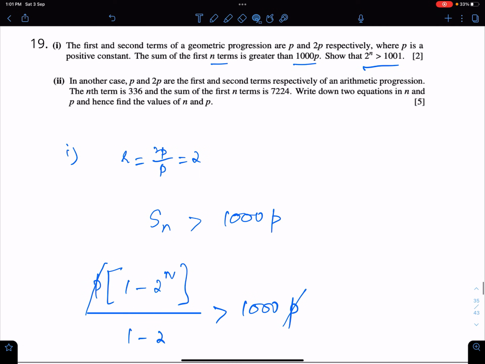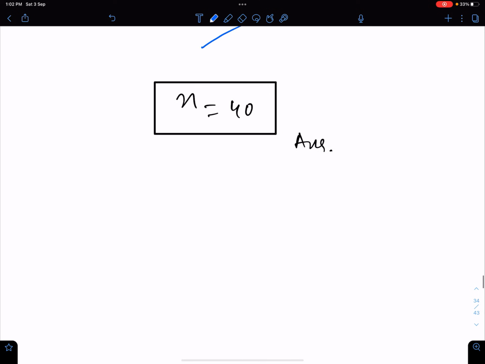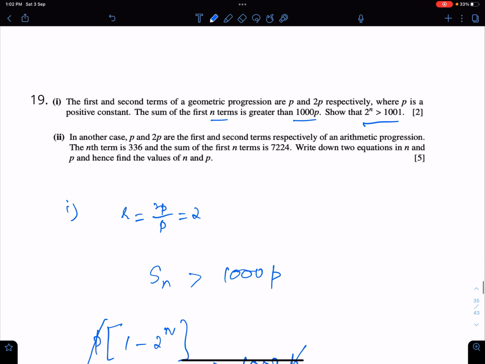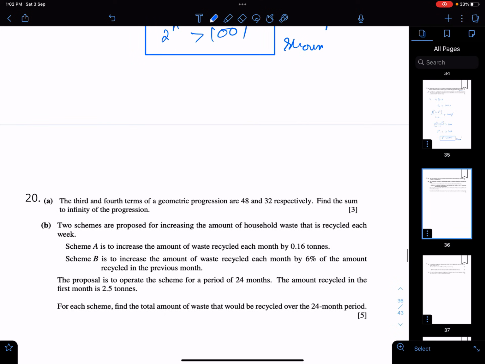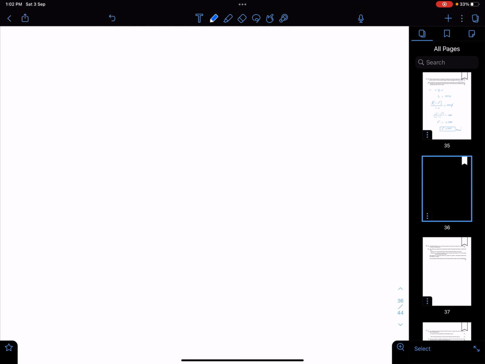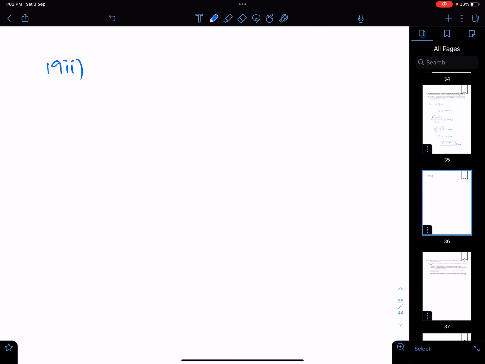Now the next part of this question. In another case, these are two terms of an AP, and the nth term is 336. Sum of this gives two equations in n, and solve this. This question is similar to 18, so you can solve this question yourself. I'm leaving this question for you. 19 part 2, leaving a space as well. This would need 2 pages.